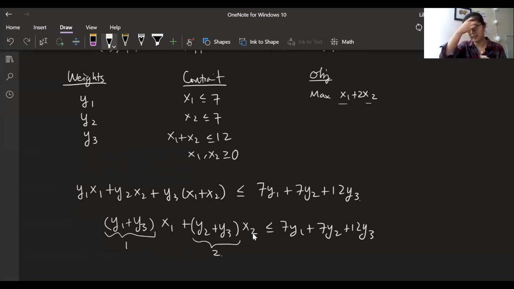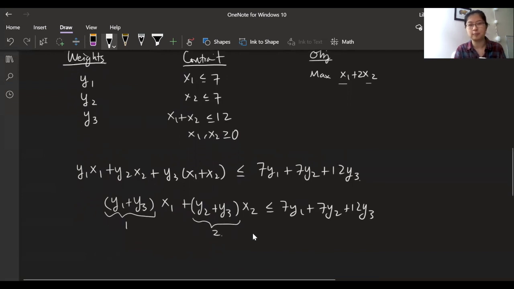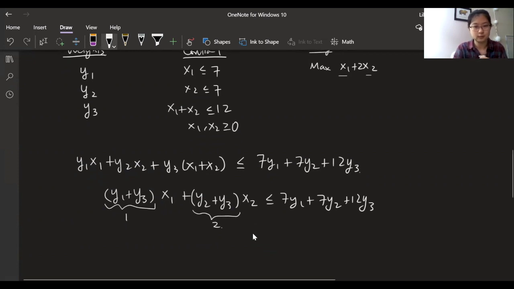But really, I could make it 1 and 2, but I could make it bigger since x1 and x2 are positive numbers anyway, so we're using this criteria that x1 and x2 are bigger. So if we have bigger coefficients and it's still smaller than these things, that would be even better, right? We have no trouble with that at all. Okay, so we can say that y1 plus y3 should be bigger or equal to 1, and y2 plus y3 is bigger or equal to 2.